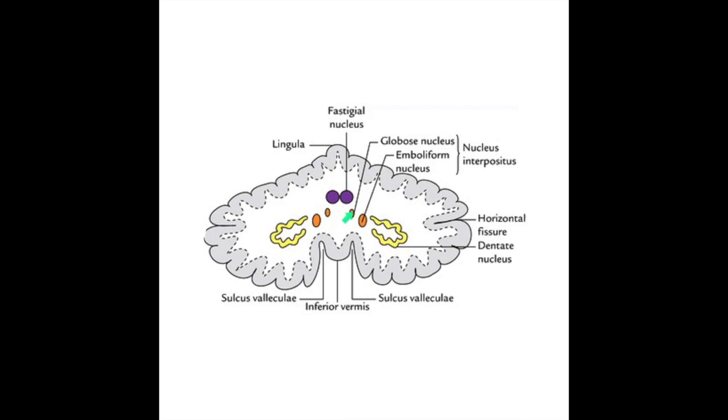The next nucleus is the globose nucleus. It is rounded in shape and lies between the emboliform nucleus and the fastigial nucleus.